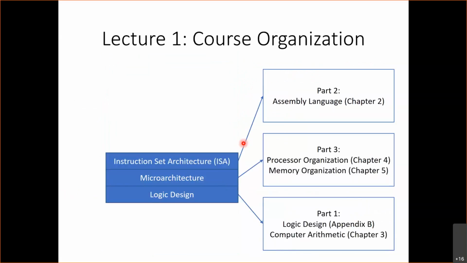And we also said that in this course, we're going to be looking at these three layers: logic design, which is going to be the first part of the course; the instruction set architecture, which is the interface between hardware and software, and this is going to be the second part of the course; and then microarchitecture, which is the layer that bridges these two layers, and this is going to be the third part of the course.